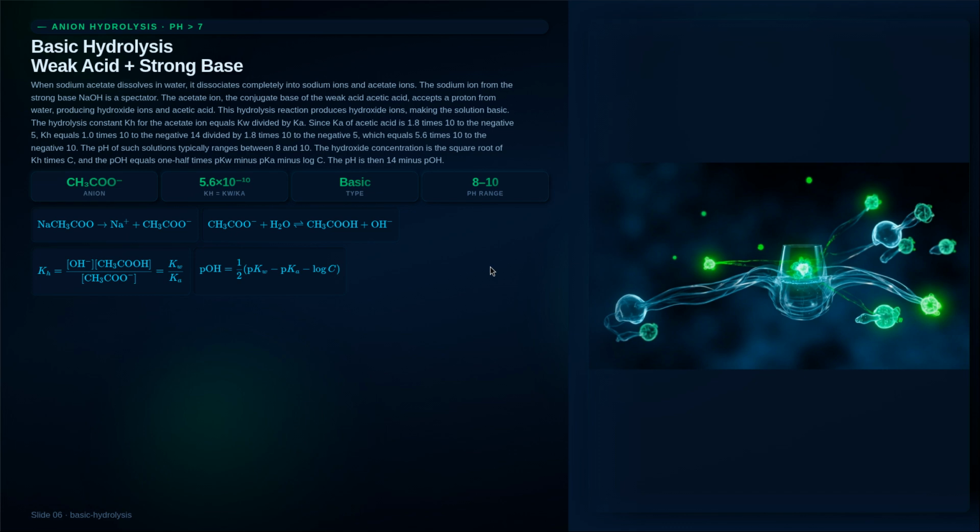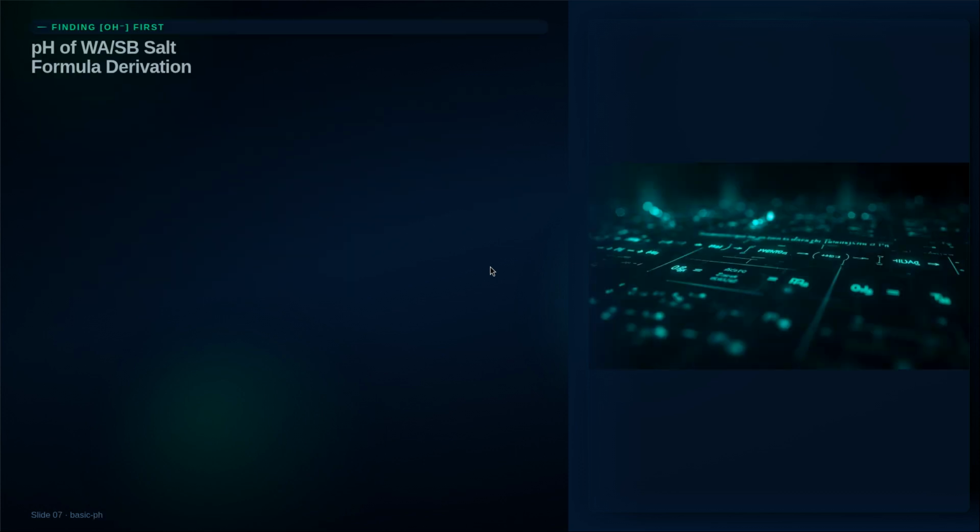The hydrolysis constant Kh for the acetate ion equals Kw divided by Ka. Since Ka of acetic acid is 1.8 times 10 to the negative 5, Kh equals 1.0 times 10 to the negative 14 divided by 1.8 times 10 to the negative 5, which equals 5.6 times 10 to the negative 10. The pH of such solutions typically ranges between 8 and 10. The hydroxide concentration is the square root of Kh times C, and the pOH equals 1/2 times (pKw minus pKa minus log C). The pH is then 14 minus pOH.